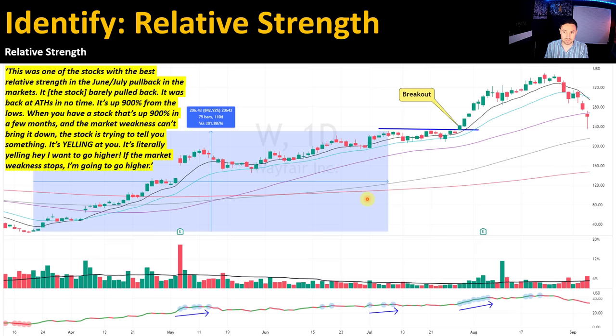So relative strength. This is a stock that QULLAMAGGIE was in here. This was one of the stocks with the best relative strength in the June-July pullback in the market. The stock barely pulled back. It was back at all-time highs in no time. It's up 900% from the lows. When you have a stock that's up 900% in a few months and the market weakness can't bring it down, the stock is trying to tell you something. It's literally yelling at you, hey, I want to go higher. If the market weakness stops, I'm going to go higher.